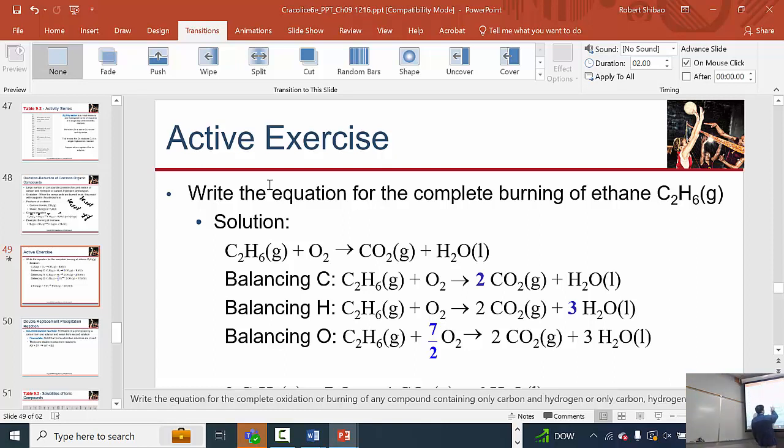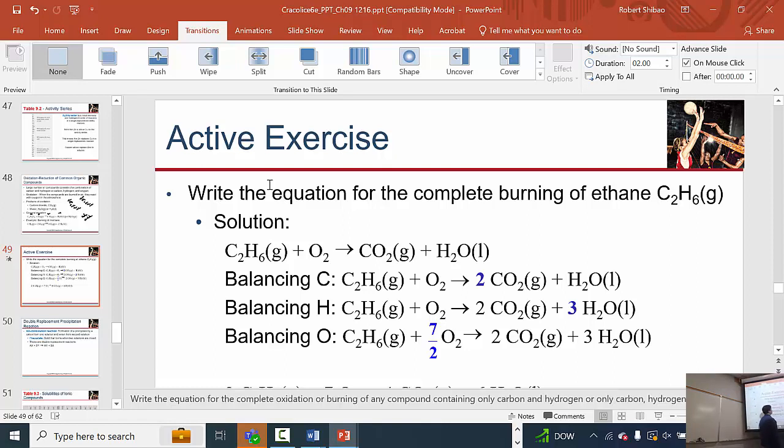So here, this is ethane. If we take ethane, it burns. Ethane burns to form CO2 and water. So when we balance this, we balance the oxygen last. So here we have 2 carbons. Here we have 1 carbon. So what are we going to do? 2 in front of this. Over here we have 6 hydrogens. Over here we have 2. So we'll put 3 in front of this. So we'll get a 2 and a 3.